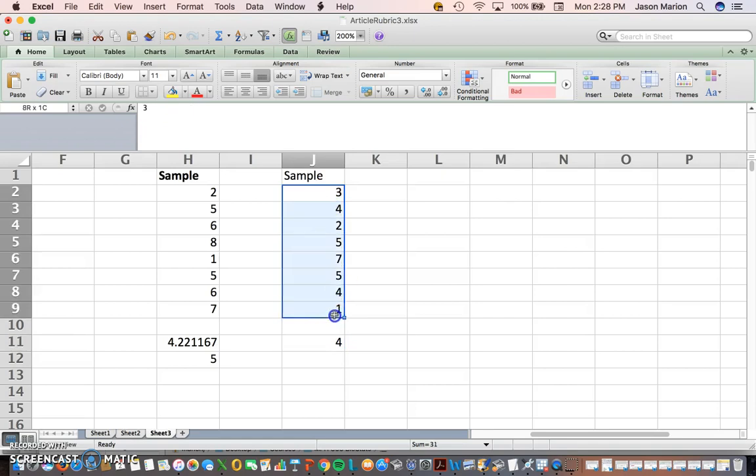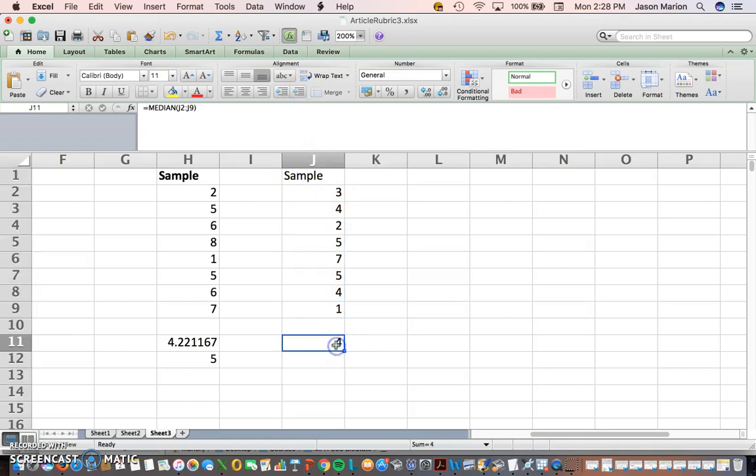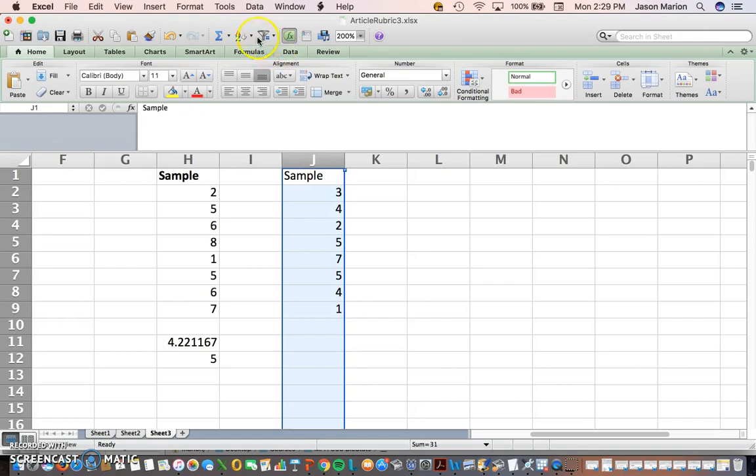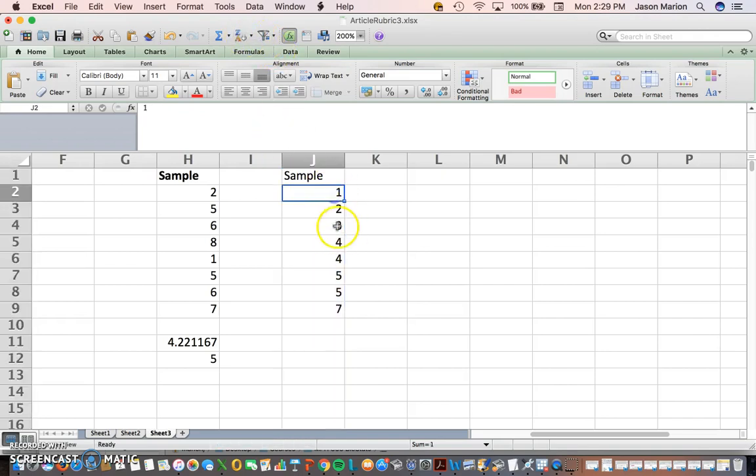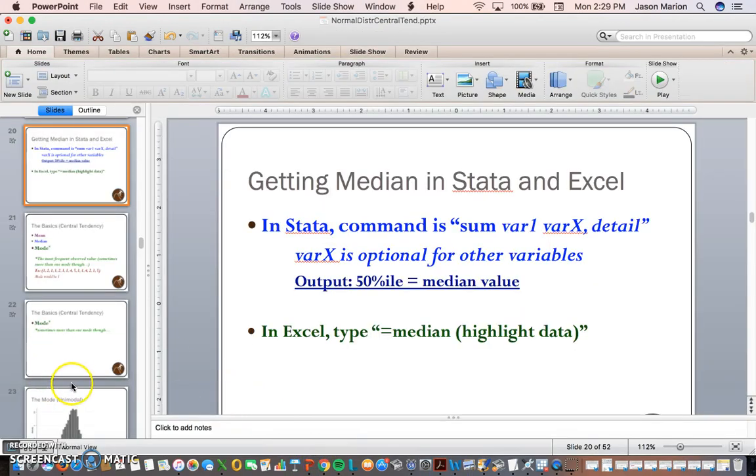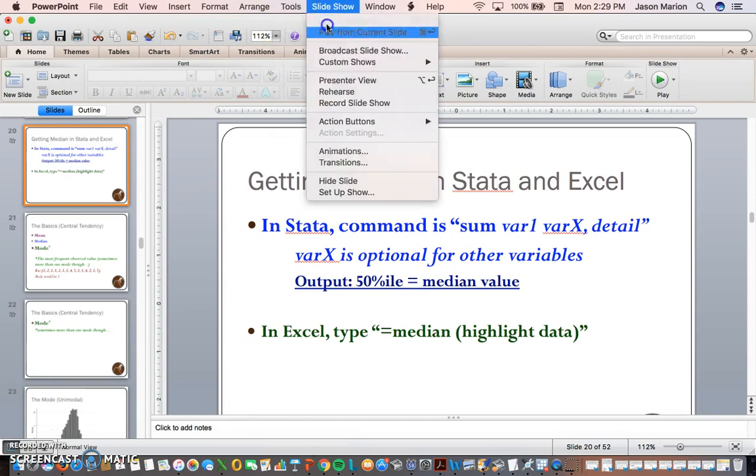So if we were to rank these from lowest to highest, sort, that's our middle value. The middle value is 4, the middle value is 4, so 4 plus 4 divided by 2, it's 8 over 2. We end up with a median of 4. Very easy. Okay, returning back to our PowerPoint.